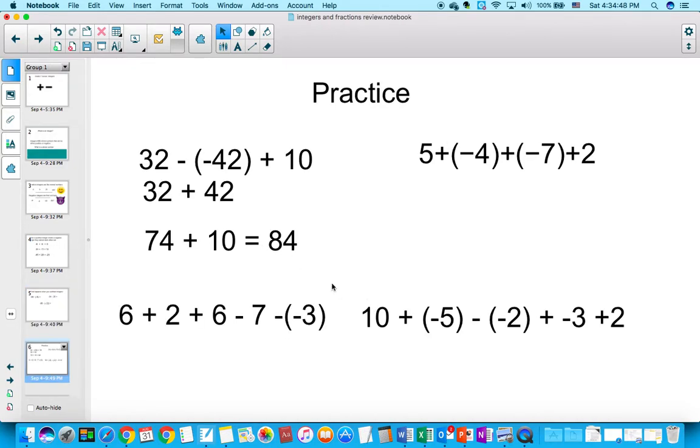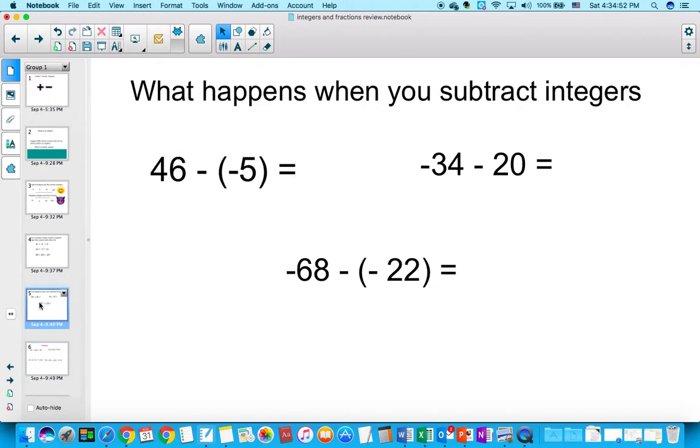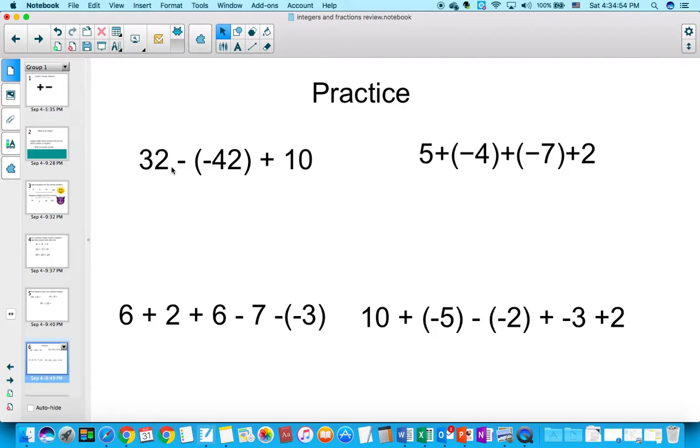So we can solve questions like this, 3-term questions, just as easily as we solved this one. 32 minus negative 42 plus 10. Well, what do I do? I have 3 terms instead of 2. Well, ignore the 3rd term. Ignore the 4th. Ignore the 5th. Do these 2 first. 32 minus negative 42.